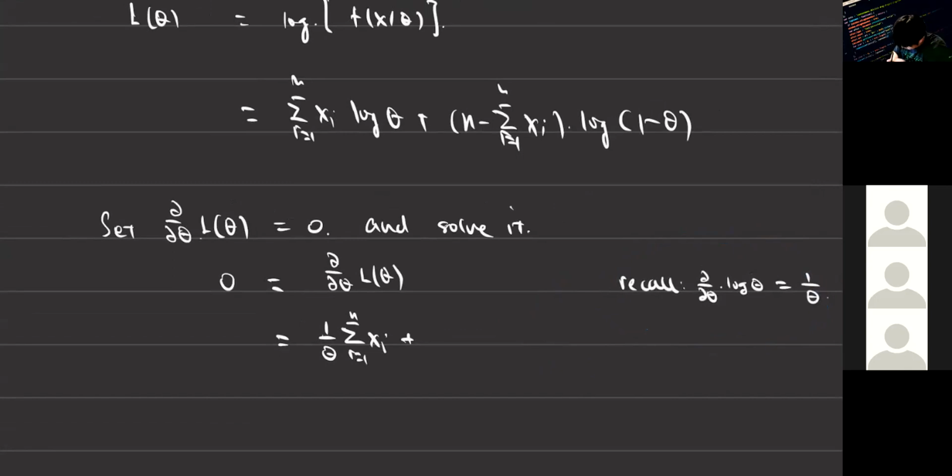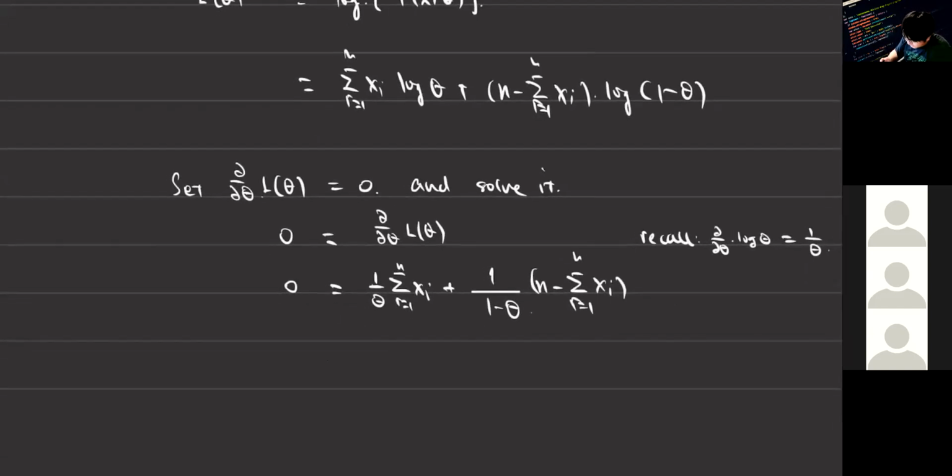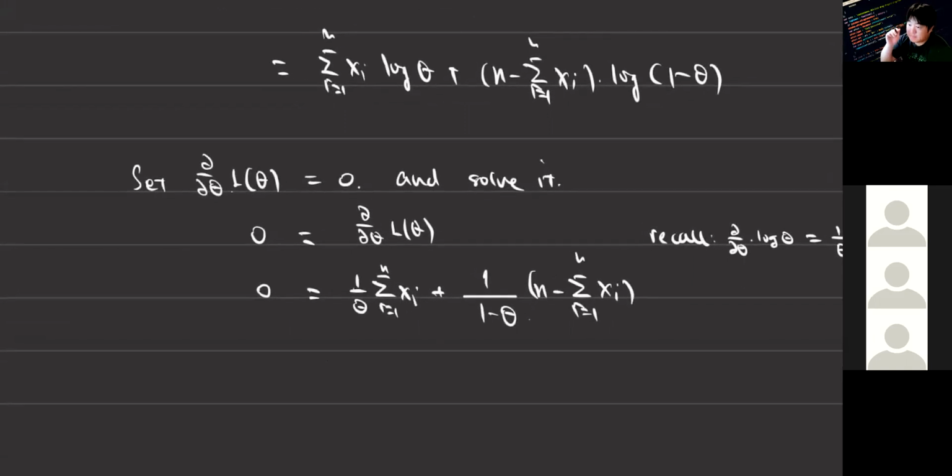It's going to be n minus summation i from 1 to n of xi, and then we have 1 over 1 minus theta. Obviously you can write 0 prompt, but if you don't, it's perfectly fine. I'm making a small error here, I don't know if you can spot it. This is actually minus, because we have this minus sign here. It's like a chain rule, right?